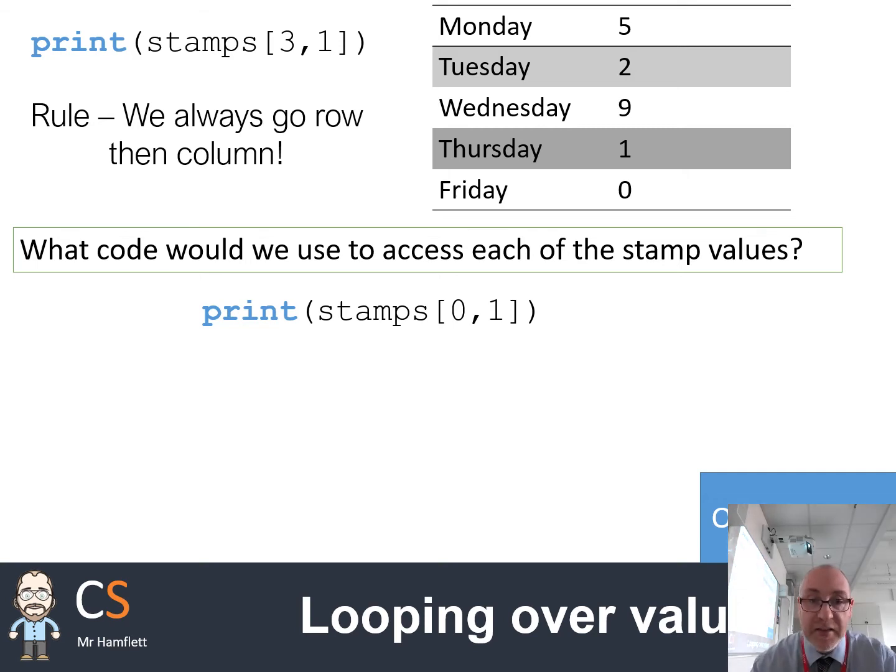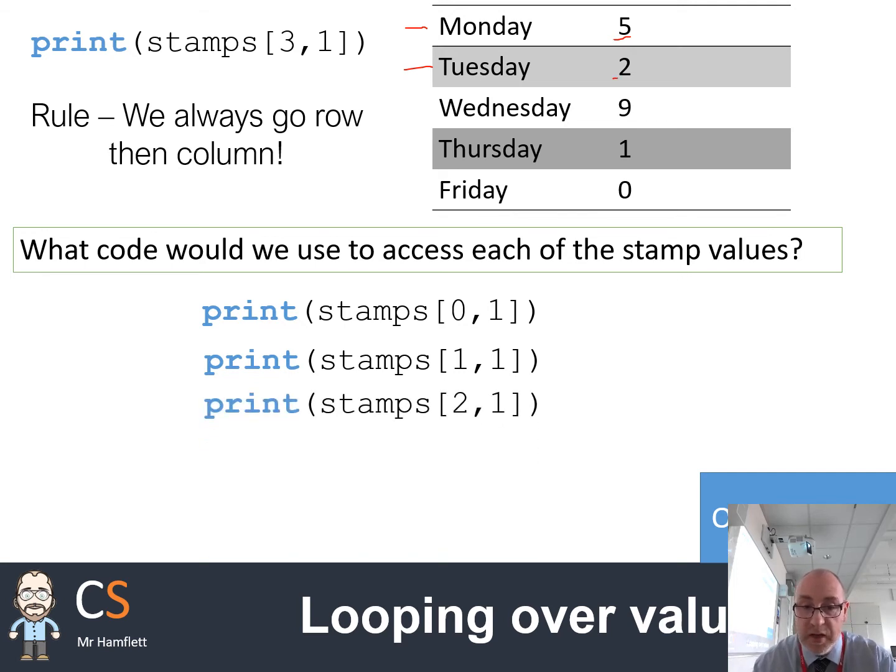If we look at this code here, print stamps 0, 1. What's that going to do? Row 0 is Monday. Remember, it's row then column, and 1 is the column, which is 5. So that's going to give me the number 5. If I did stamps 1, 1, row 1 is Tuesday, and column 1 is number 2. So that's going to print out the number 2.